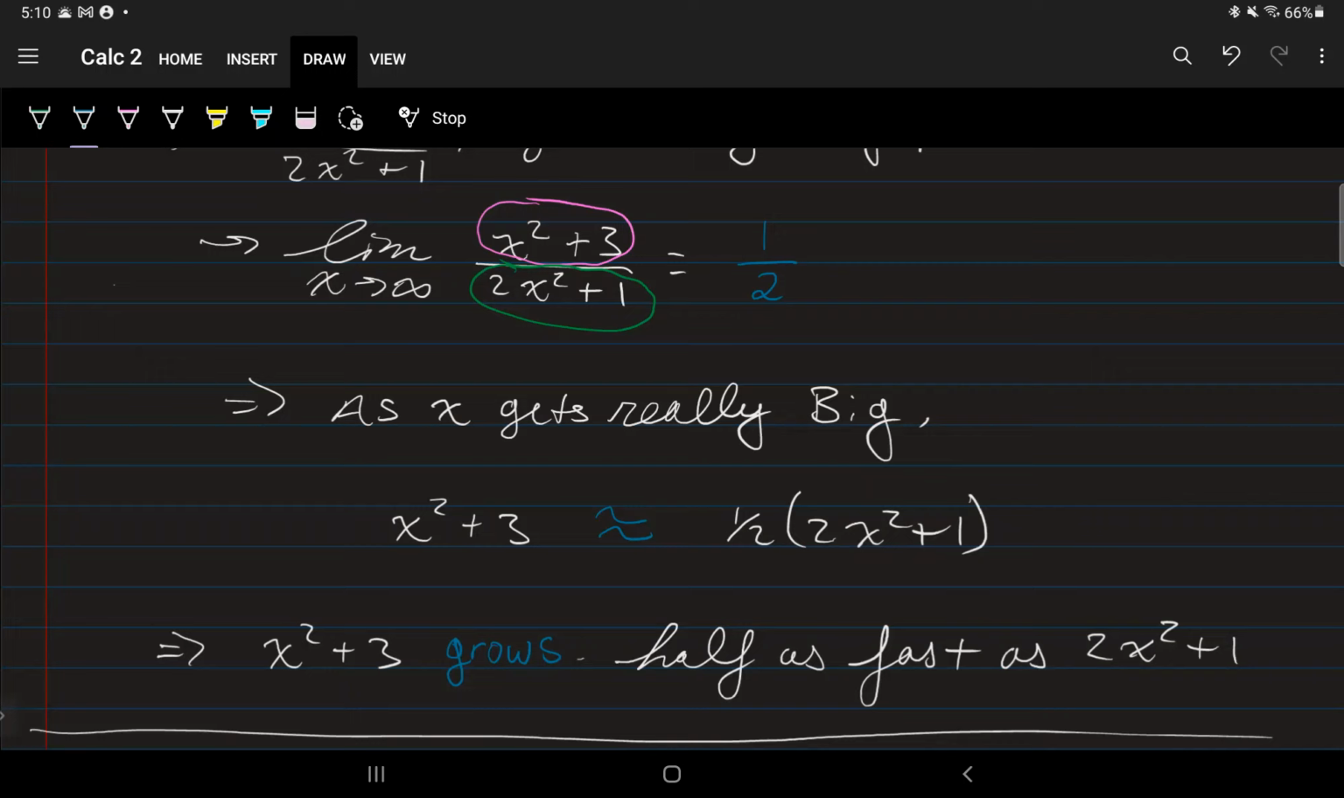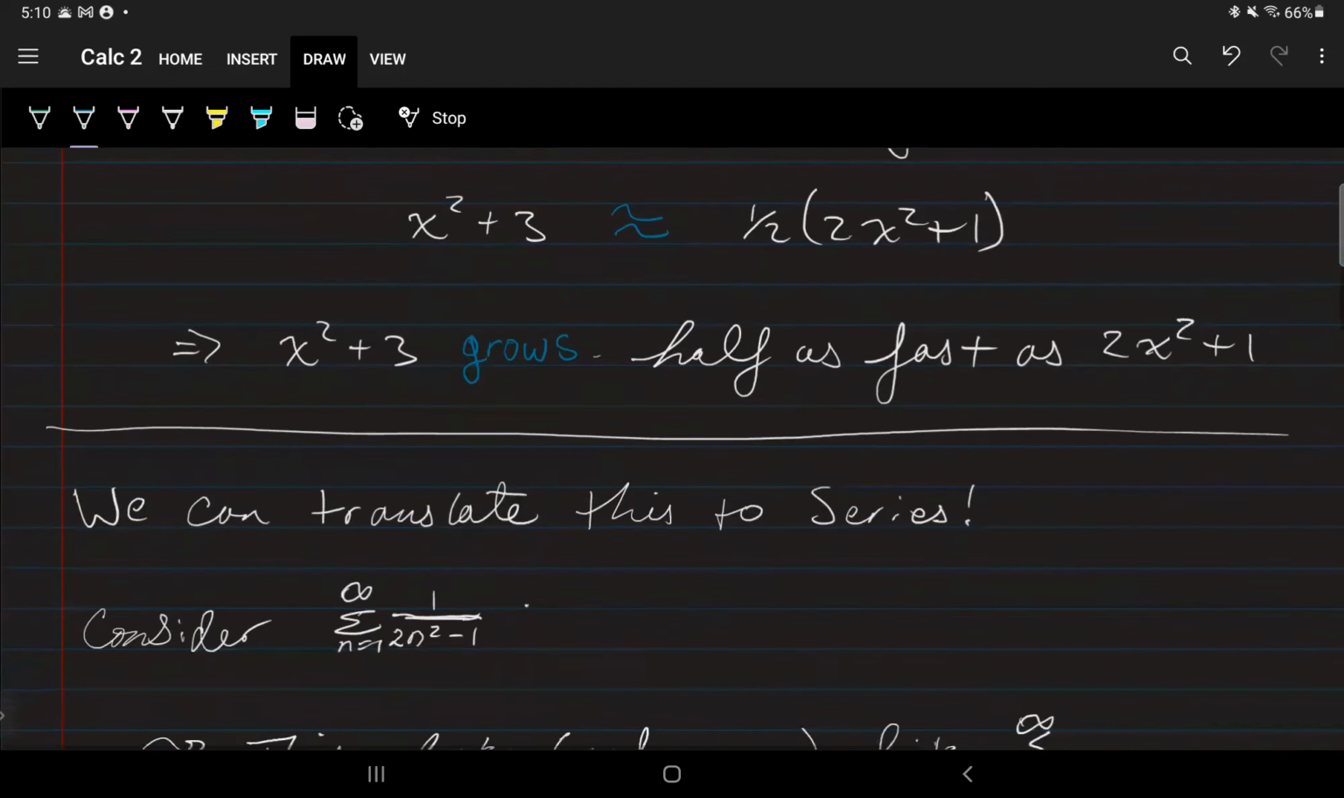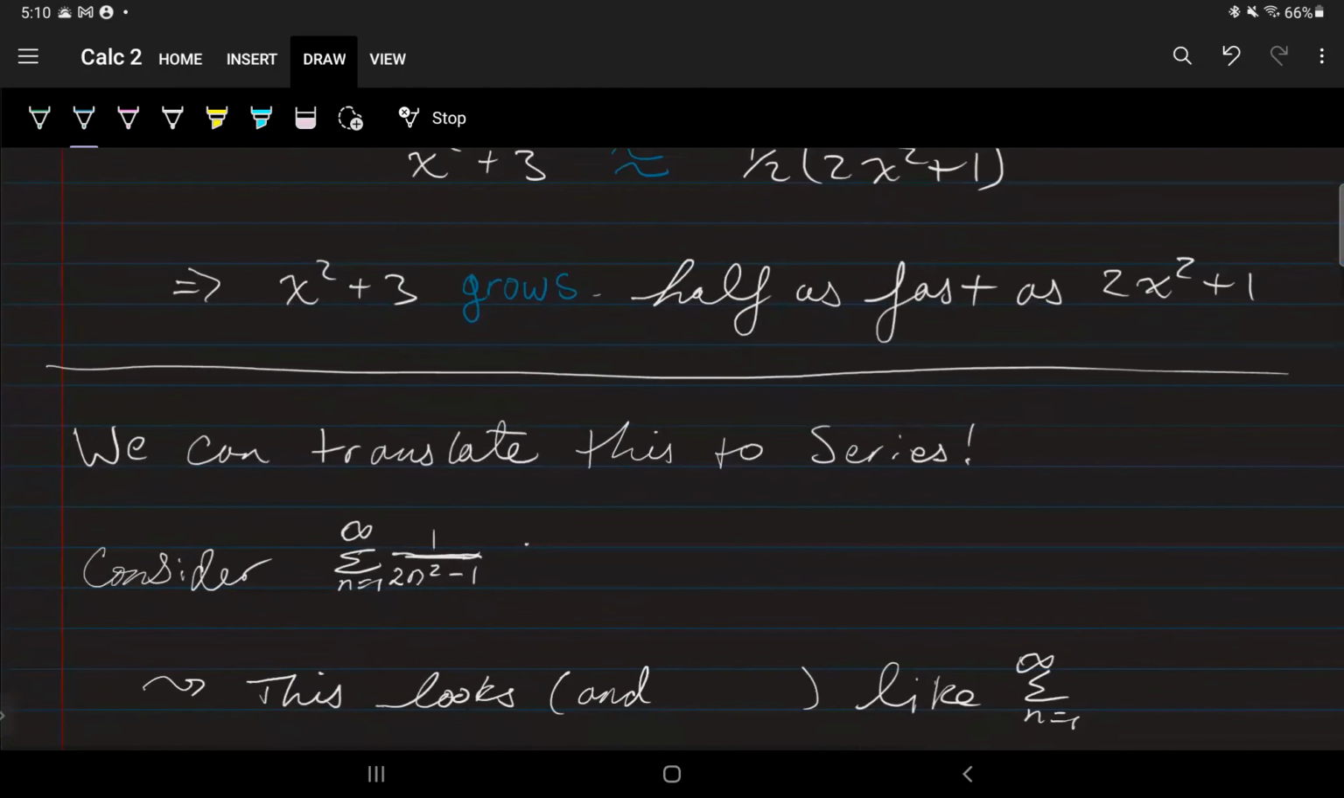So what does any of this have to do with sequences and series? So let's talk about series. We can translate this exact idea in terms of series, okay? So the first thing we're going to do is consider the sum from n equals 1 to infinity of 1 over 2n squared minus 1, okay?